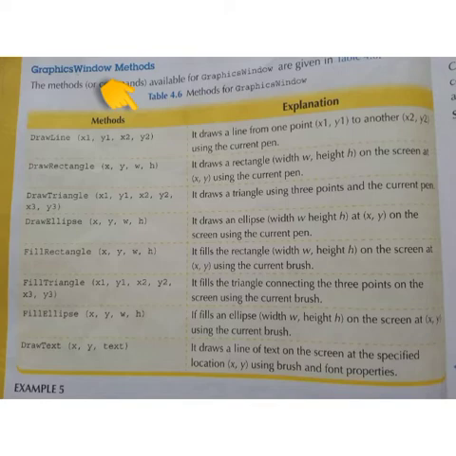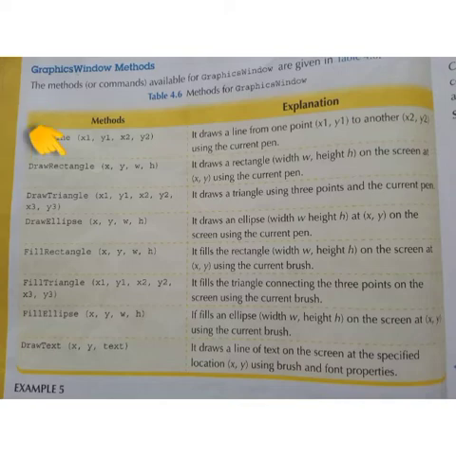The first one is DrawLine(x1, y1, x2, y2), which means it draws a line from one point to another point. The first point is x1, y1, and the second point is x2, y2, using the current pen. You understood, the points are mentioned. We can give any points here, and depending on the points, it draws the line.